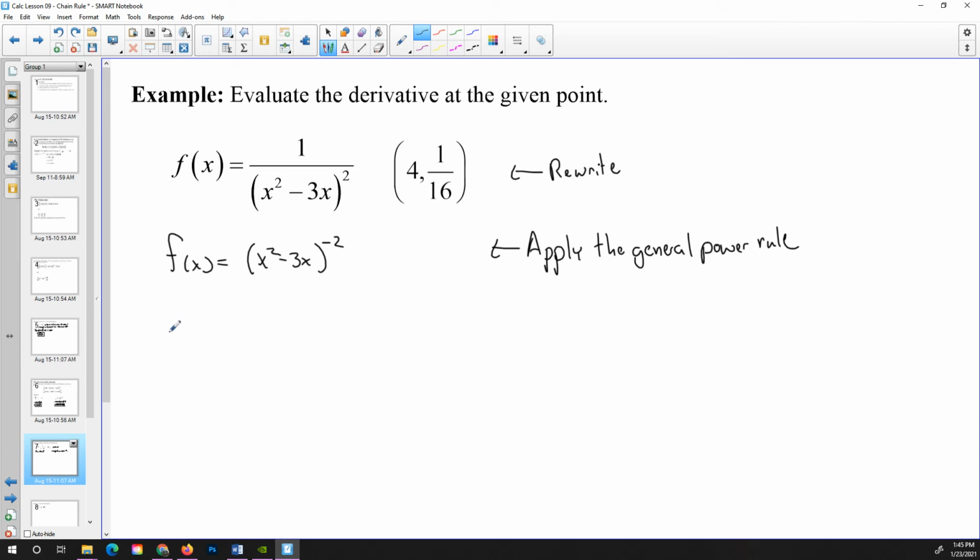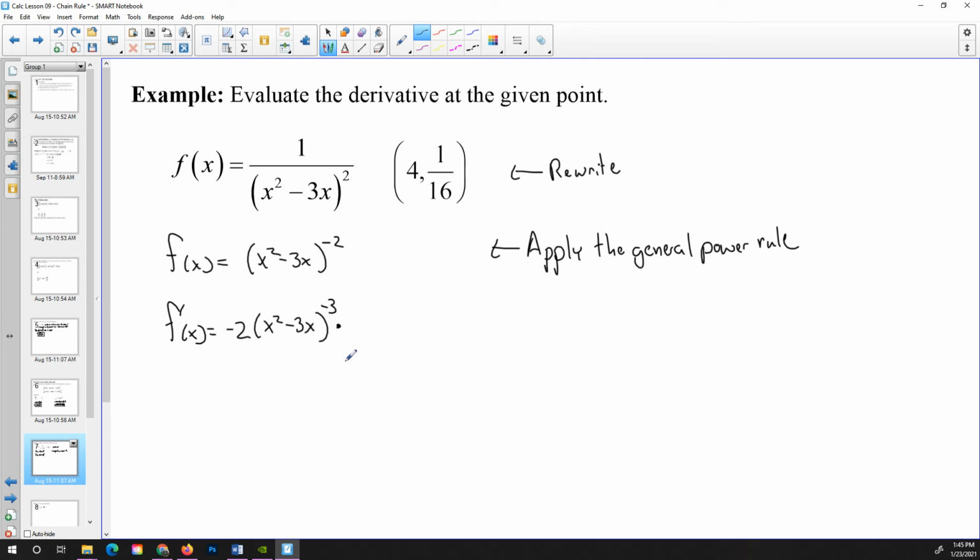All right, so now I'm going to do the derivative, f prime of x, and I have a composition. The x to the negative 2 power is my outer function, and then my inner function is this x squared minus 3x. So I bring the 2 down, I get my negative 2. I leave what's inside alone, so x squared minus 3x. I reduce the power by 1, so negative 2 minus 1 is going to give me negative 3.